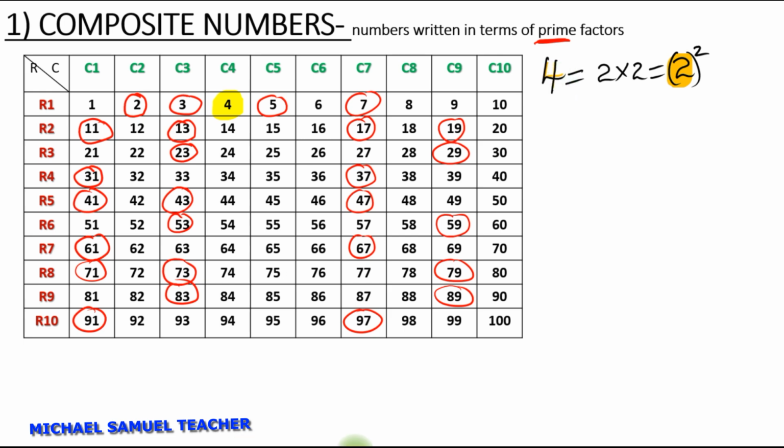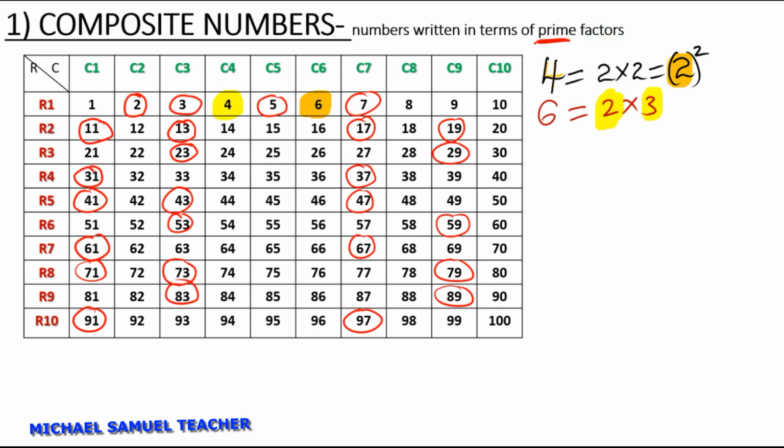Then we have the other one, 6. What about 6? 6 can be written as 2 times 3. And you notice here that 2 is a prime number and 3 is also a prime number. So 6 is a composite number, since we have been able to write it in terms of prime factors.